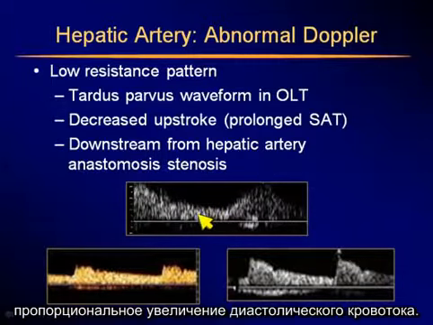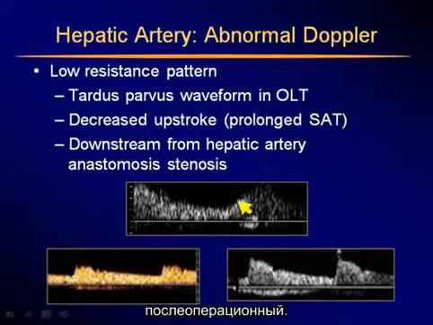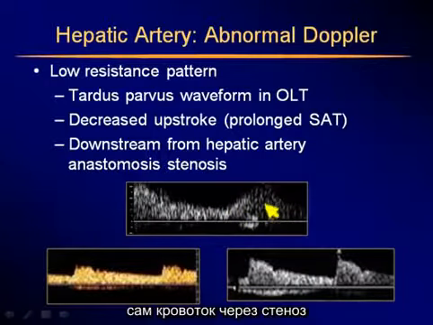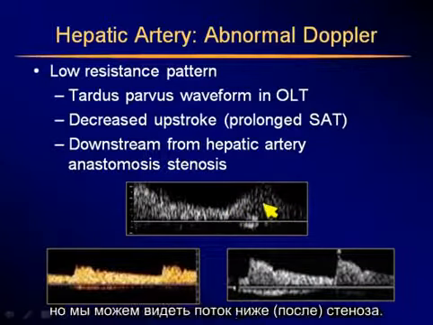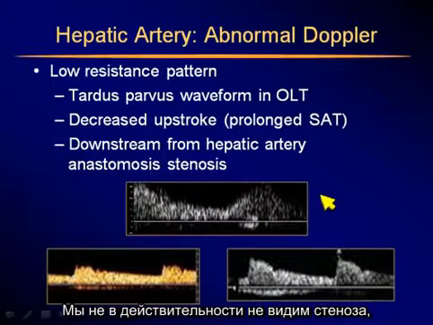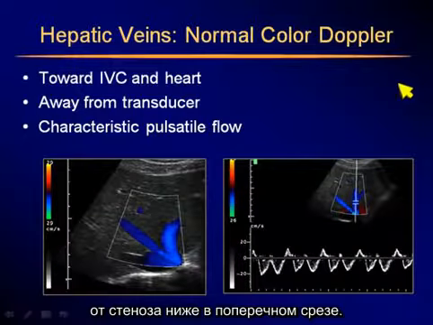What it means is that there is a hepatic artery stenosis, anastomosis. There's an anastomotic stenosis post-operatively. So we are not seeing the flow through the stenosis itself, but we are seeing the flow downstream from the stenosis when the flow has lost energy and is trying to relaminarize and is weak. And that's why we get the tardus parvus syndrome. So we don't actually see the stenosis, we just see the effect of the stenosis downstream in a transplant.